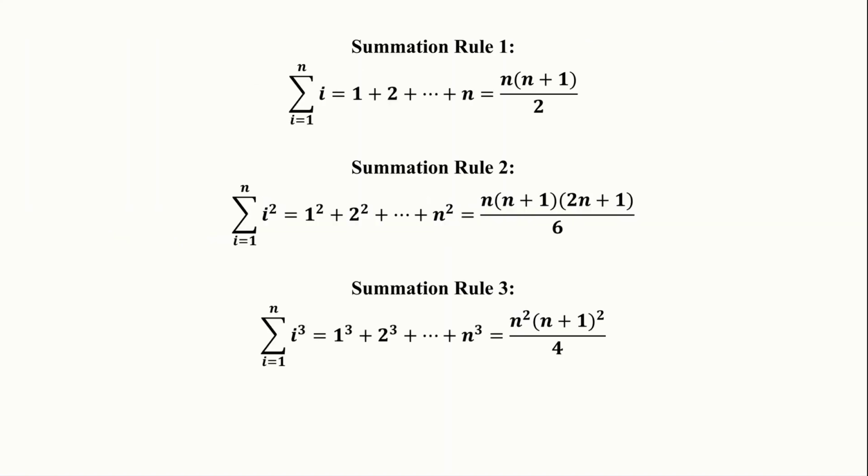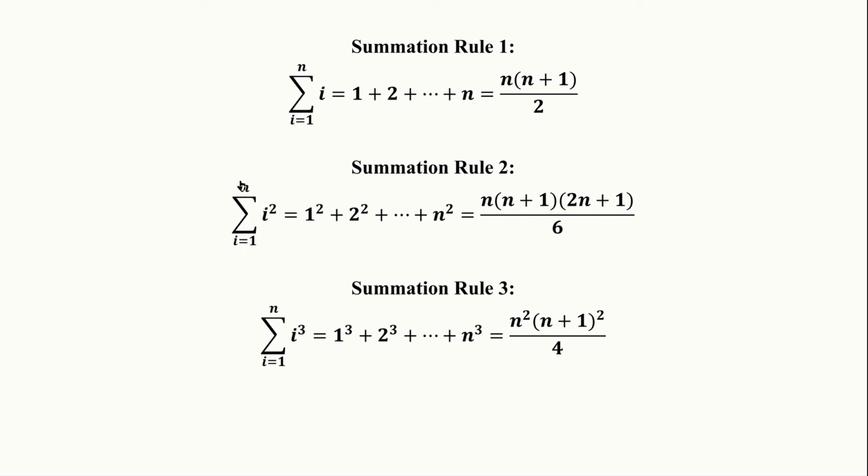Next, we want to look at three summation rules. Summation rule 1 has to do with the sum from i equals 1 to n of just i, right? Well, that means 1 plus 2 plus 3, etc., all the way up to n. And that is given by n times n plus 1 over 2.